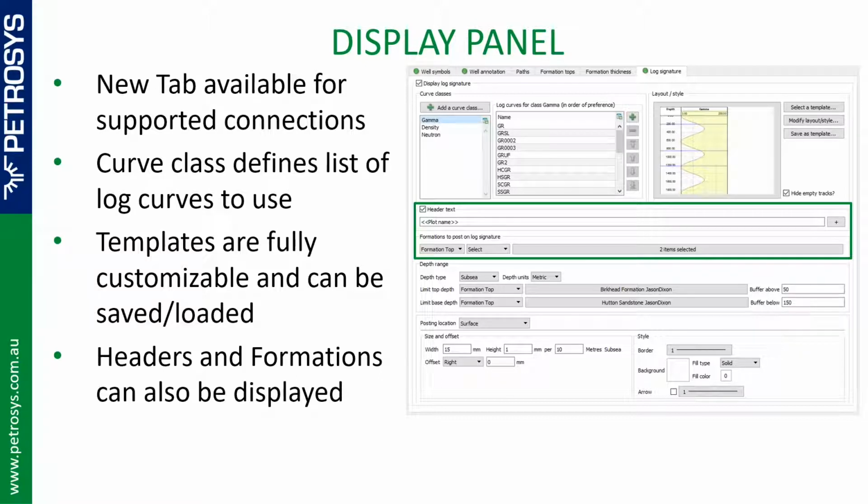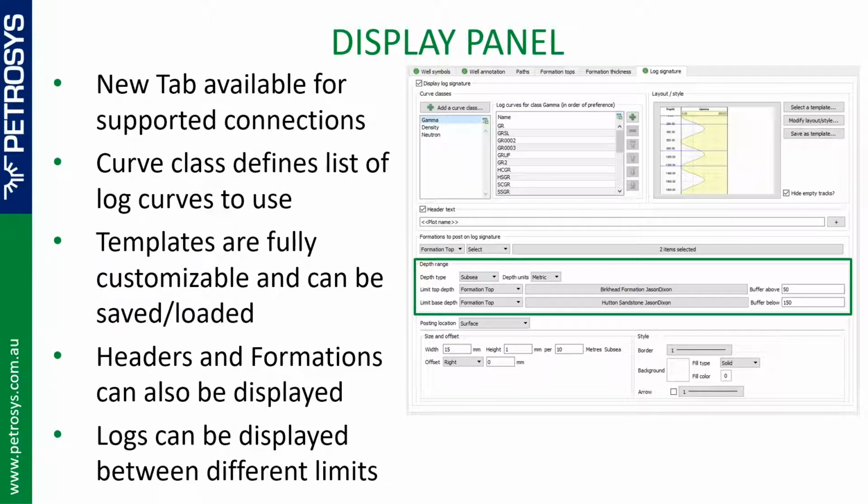We can also display header text, so we can display the well name on top of the log signature if you want to move that away from the well, and then be able to read which log signature is from which well. And we can also display formation tops and select which formation tops we want to display. We can select all or just select a few of them that we're interested in.